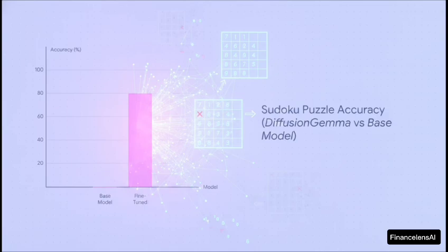Standard AI actually struggles with Sudoku because it just blindly guesses the next number, left to right. In fact, the base DiffusionGemma model initially solved exactly 0% of Sudoku puzzles. But after fine-tuning it with a training tool called Unsloth to understand the rules, its accuracy skyrocketed to 80%, all because it evaluates the entire spatial grid at once.